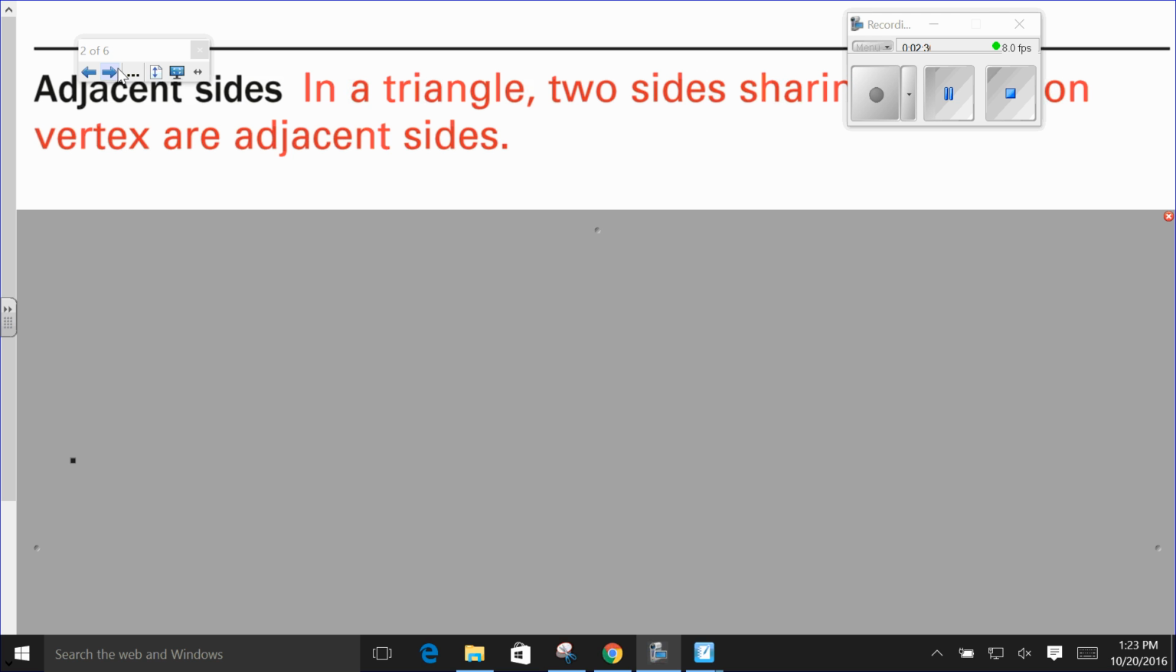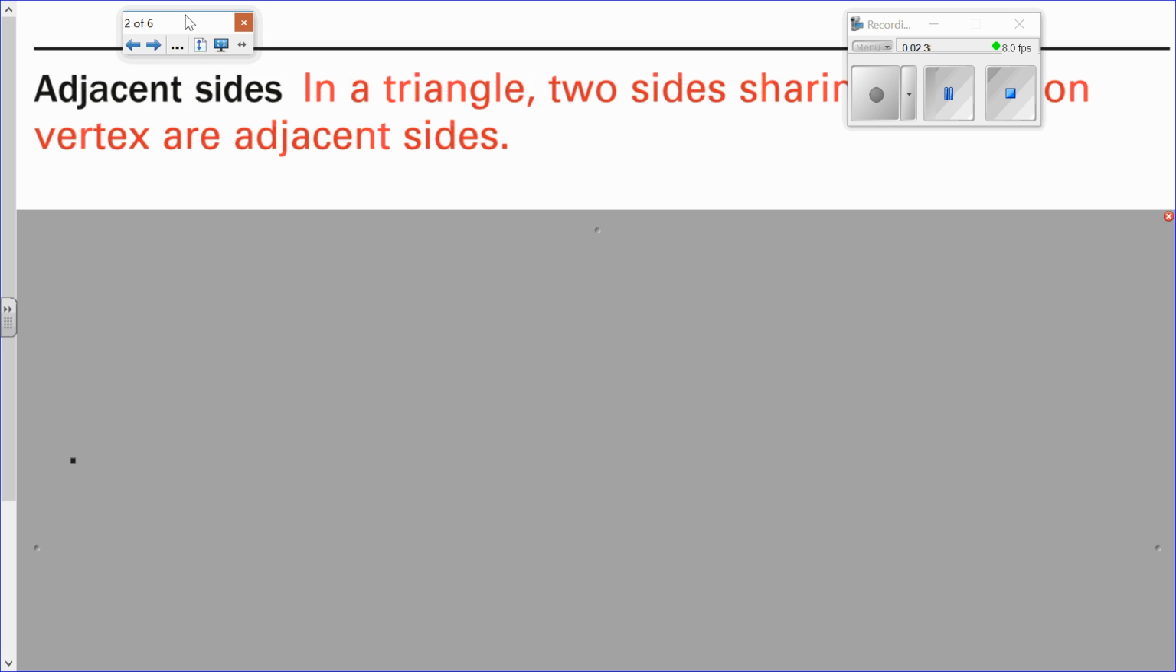Next word is adjacent sides. Adjacent sides. In a triangle, 2 sides sharing a common vertex are adjacent sides. This will be the 3rd word.